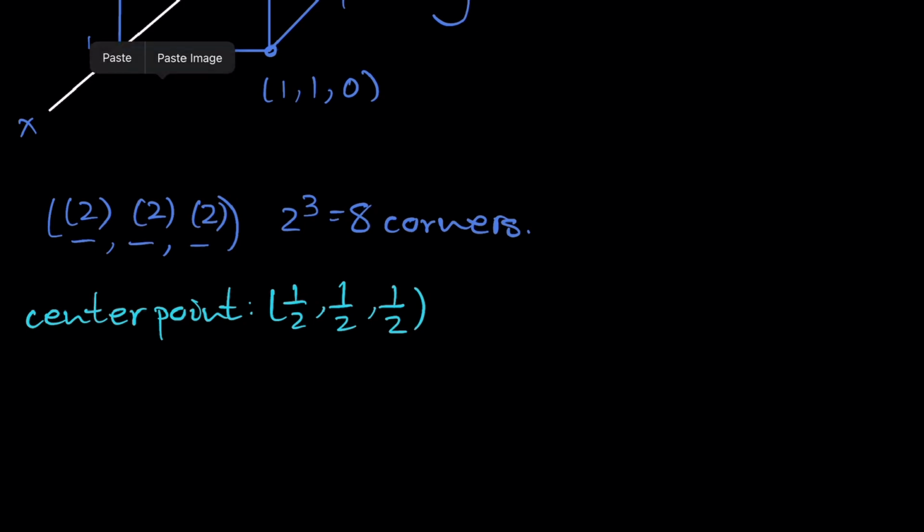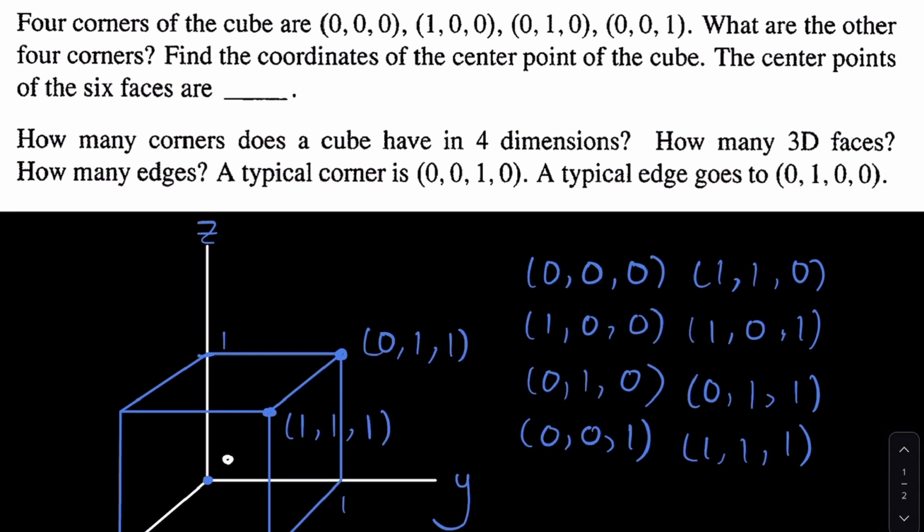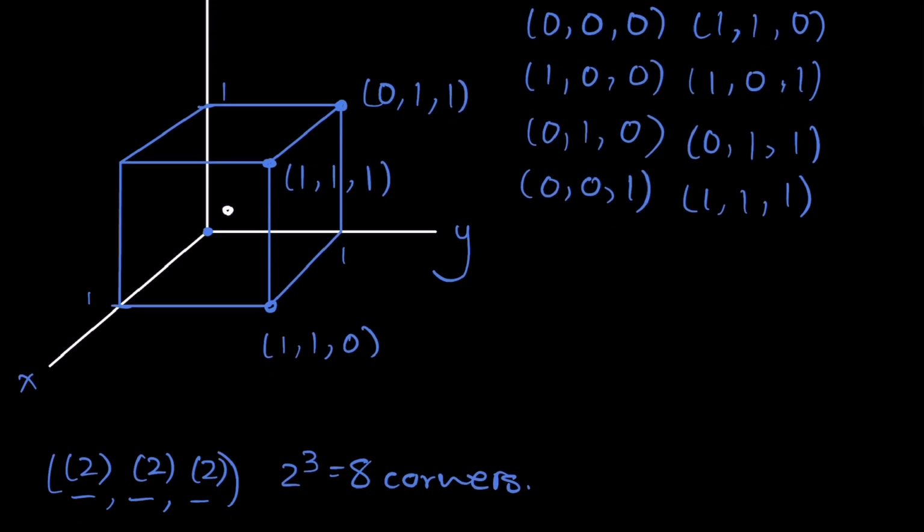Now, what is the third question? We want to find the center points of these 6 faces. This is very similar to finding the center point for the cube. Well, the center point is over here, and over here on this top surface. And we have to recognize that these faces have something in common. If we have this face, let's consider this face.